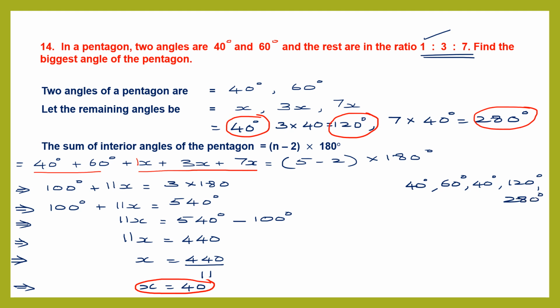Our question is, find the biggest angle of the pentagon. So out of these 5 angles, which is the biggest angle? The biggest angle is 280 degrees. So that is our answer. 280 degrees is the biggest angle of this pentagon.